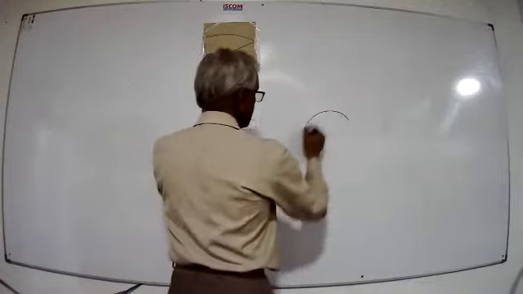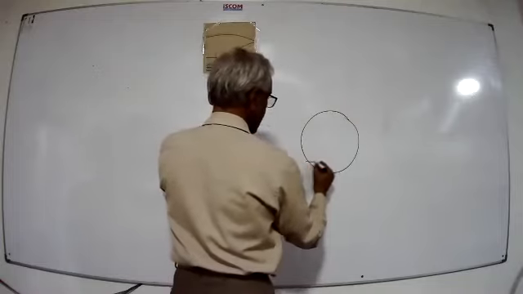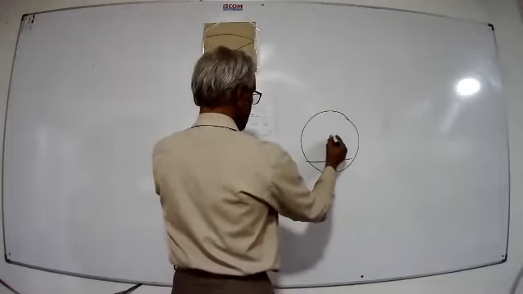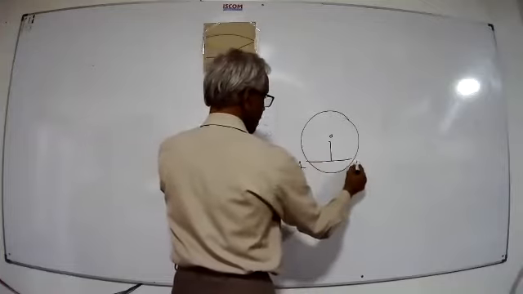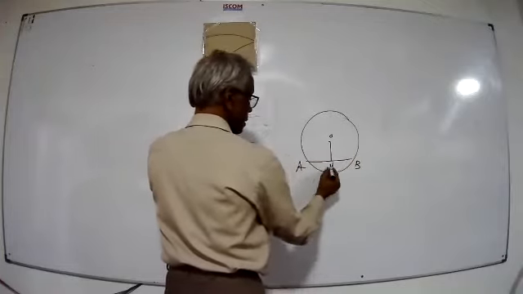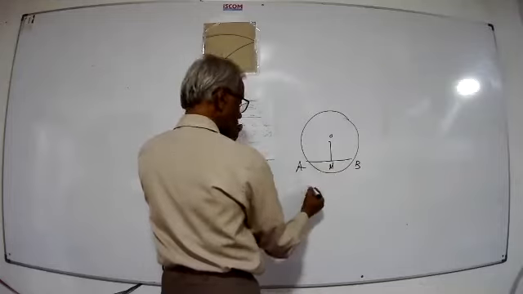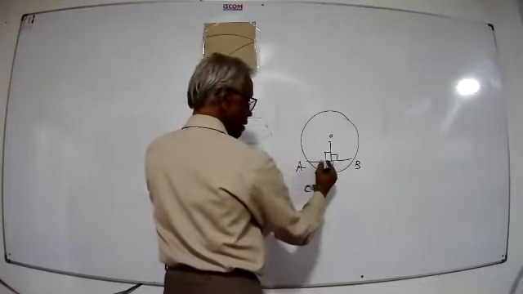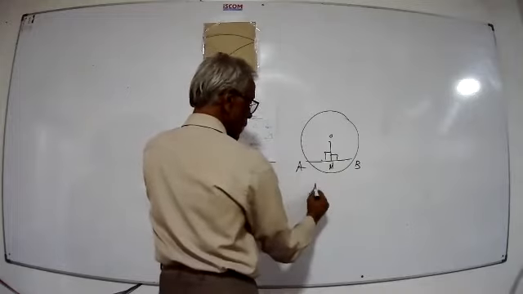To prove this, AB and M again. OM perpendicular to this. The result is AM equals MB.